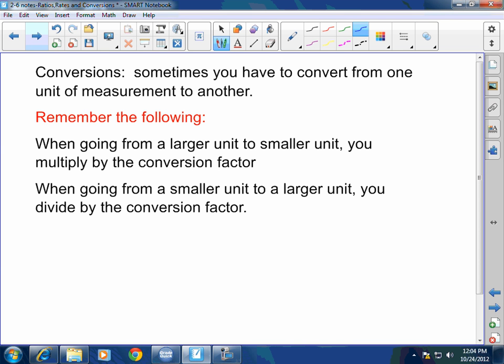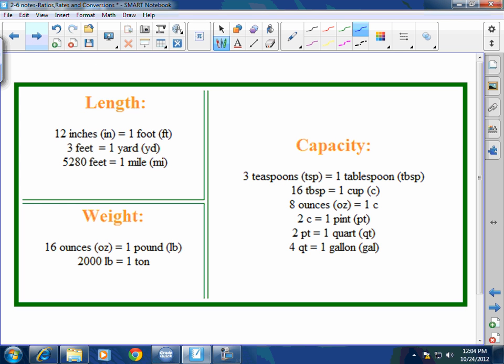Now, this sounds all good, Mr. Morrow, but what do you do with this? Well, you have to know conversion factors to be able to apply this. These are the conversion factors we must memorize. Please listen to what I just said. You must memorize this. You must learn this.